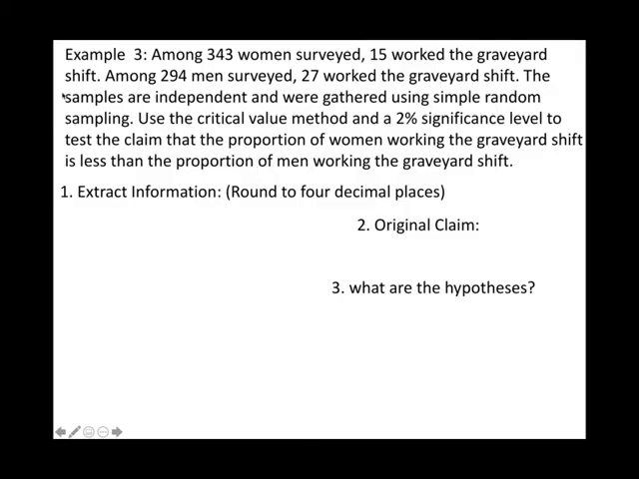Example 3. Among 343 women surveyed, 15 worked the graveyard shift. Among 294 men surveyed, 27 worked the graveyard shift. The samples are independent and were gathered using simple random sampling. Use the critical value method and a 2% significance level to test the claim that the proportion of women working the graveyard shift is less than the proportion of the men working the graveyard shift.